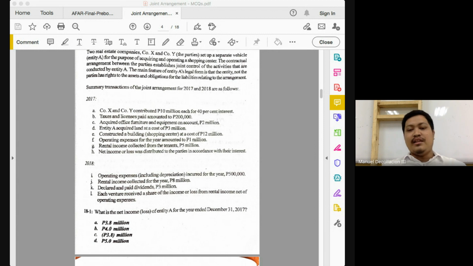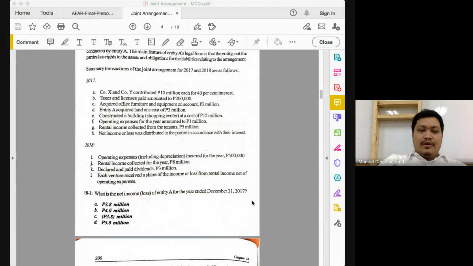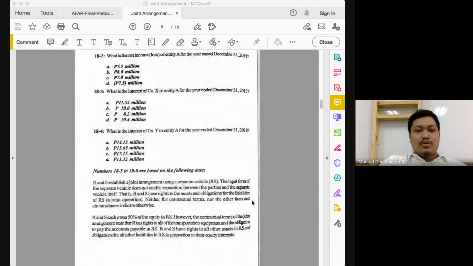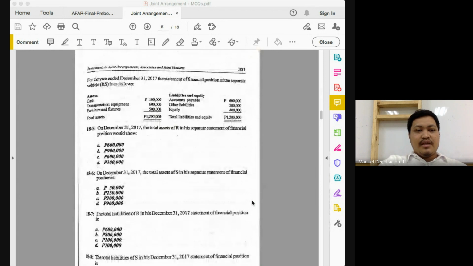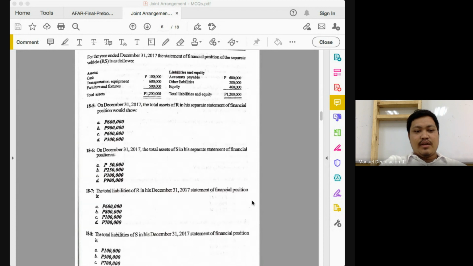Okay, then for 2018, what are the changes? The share in the profit of 3 million and the share in the dividends of 1.2 million. So the balance or the interest of Company Y in the joint arrangement would be how much? 10 million plus 1.52 million plus 3 million minus 1.2 million will give you how much? 13,320,000. Let's have 18-5 to 18-8.